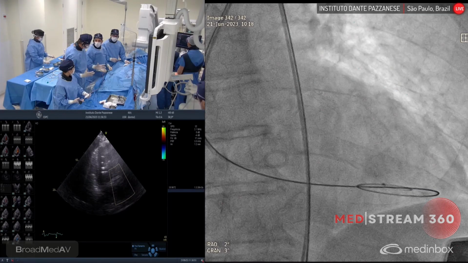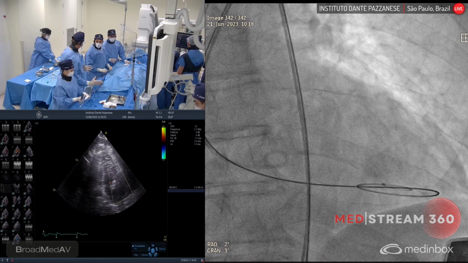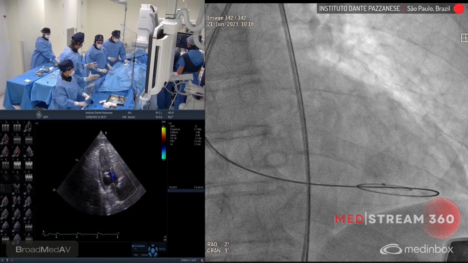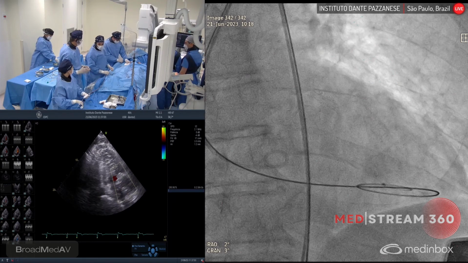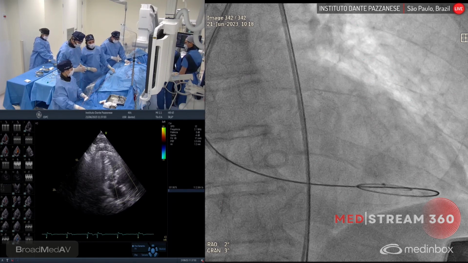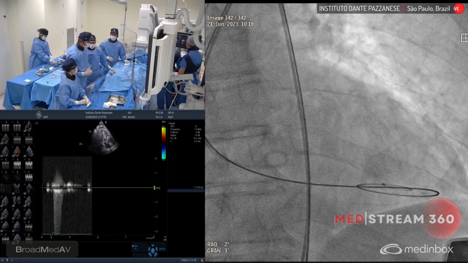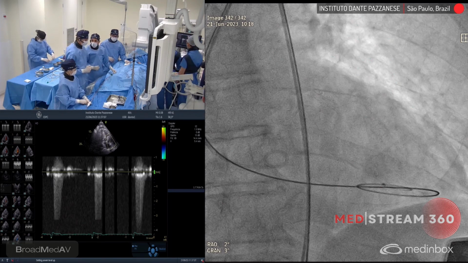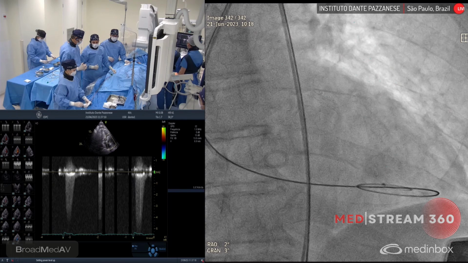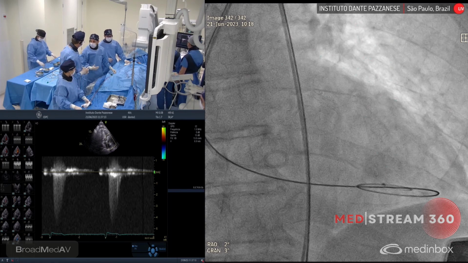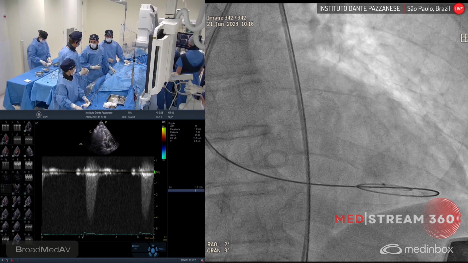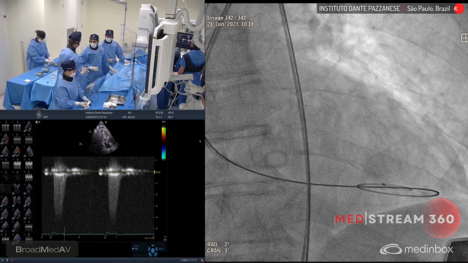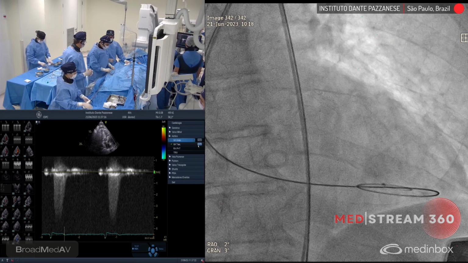So is there a difference between balloon expandable and self-expandable in terms of the bicuspid? I think that when we are using a self-expandable device, these devices are more forgiving. You can sometimes choose a bigger valve when you are dealing with a self-expandable valve. But with balloon expandable, we try to be precise in terms of sizing.